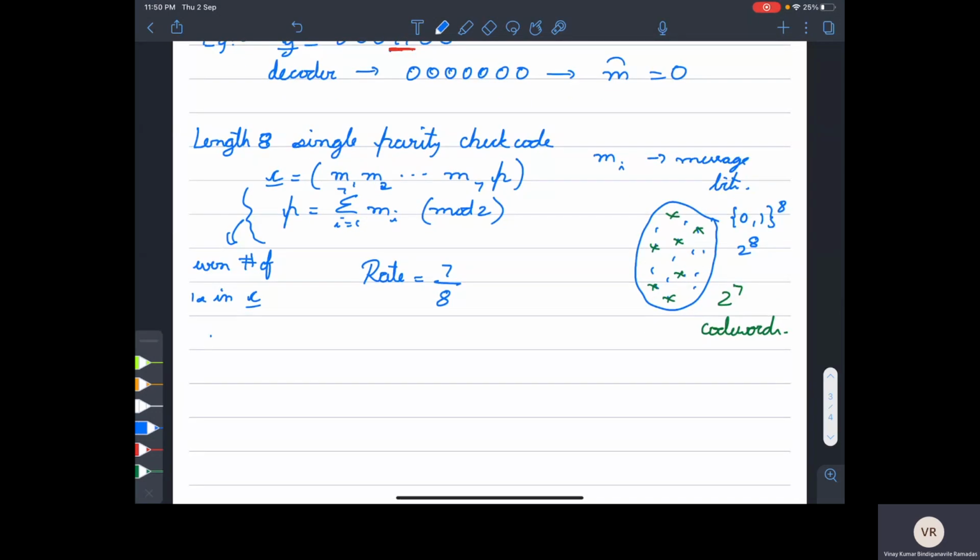Let's see an example of this as well. We have 0, 1, 1, 0, 1, 1, 1. If this is the message that is sent, the appended bit would be a 1, since there are an odd number of ones here. So in order to make the total number of ones in the code word even, you would have to append a 1.